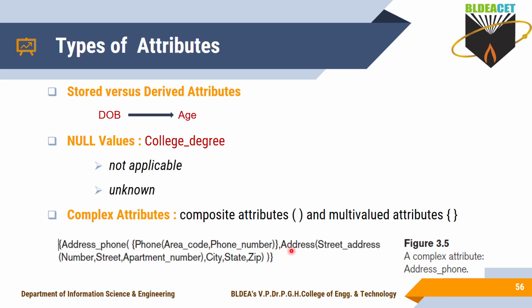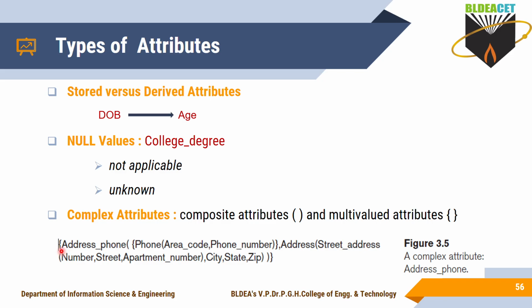Same thing, address. Address is one attribute. That is once again further divided into street address, and that street address is once again further divided into number, street and apartment number. So this is once again an example of a composite attribute. You may also have multiple addresses; a person may have multiple addresses. So that multi-valued address, you can represent inside the parenthesis.